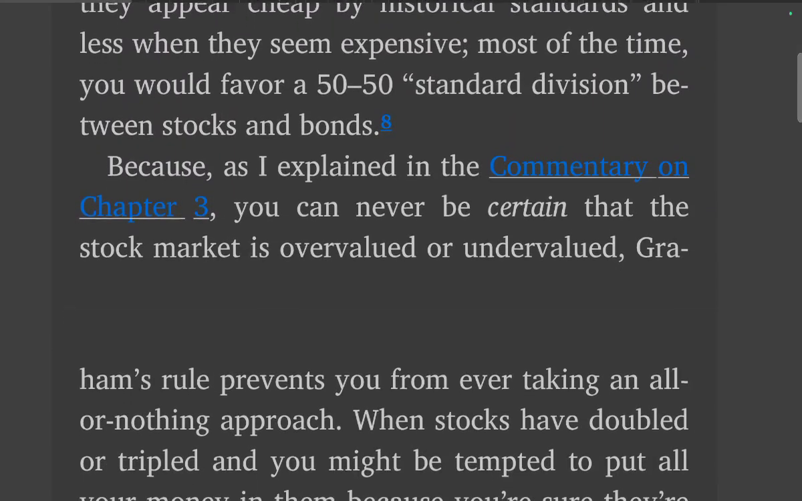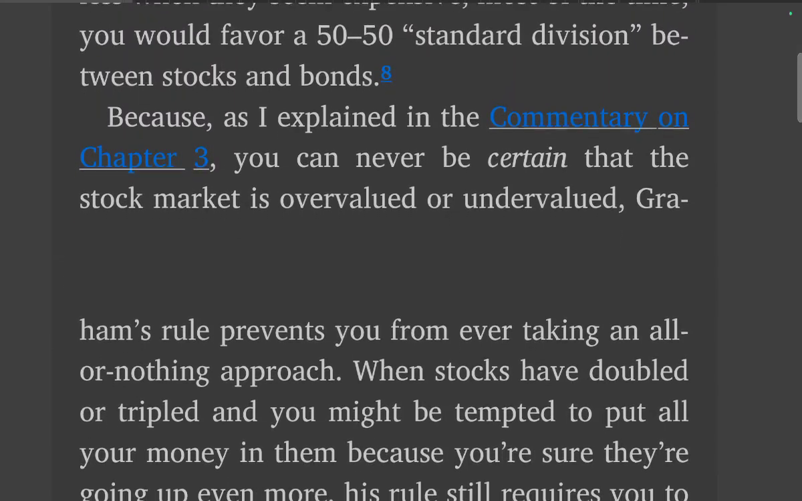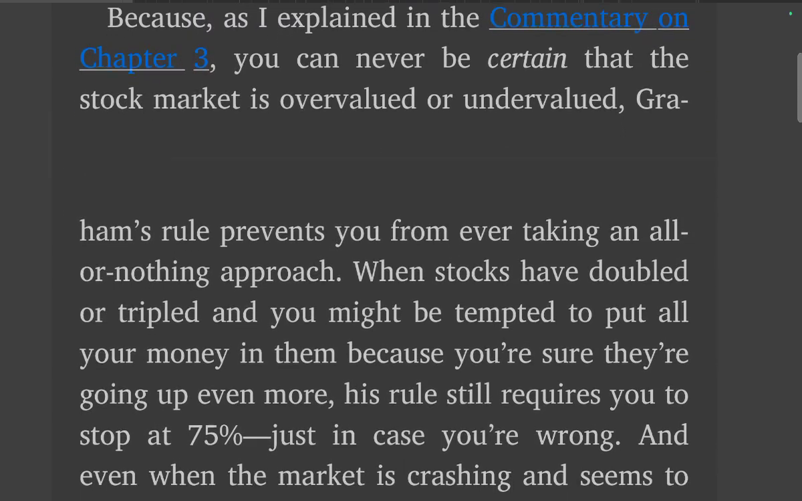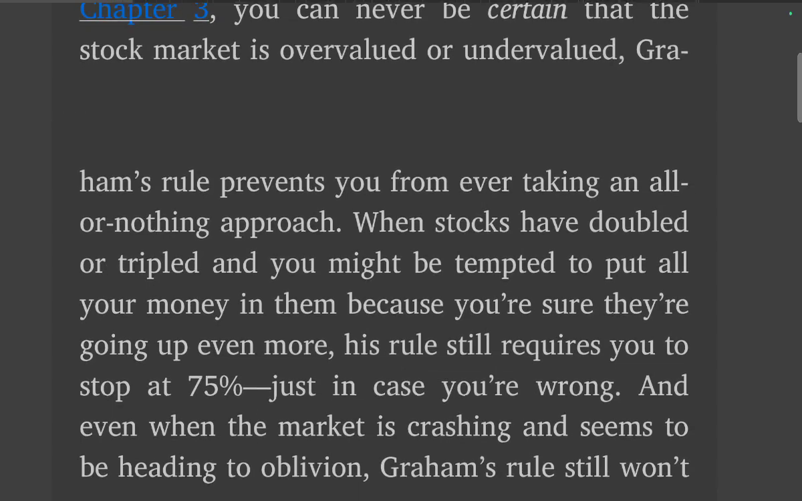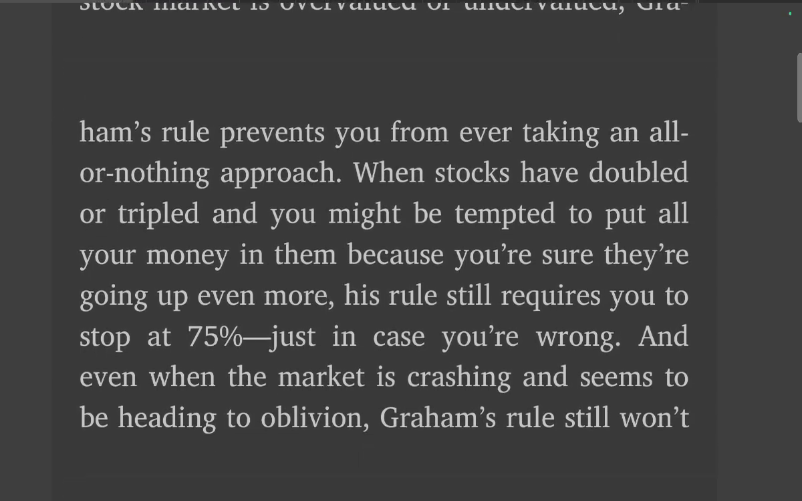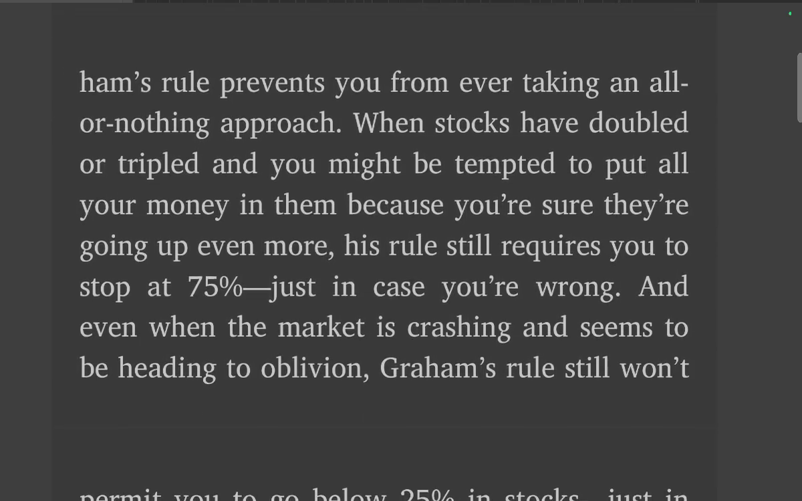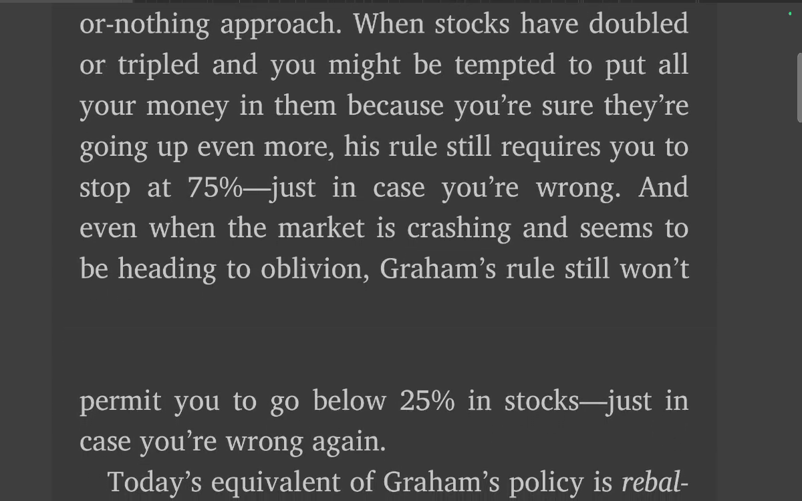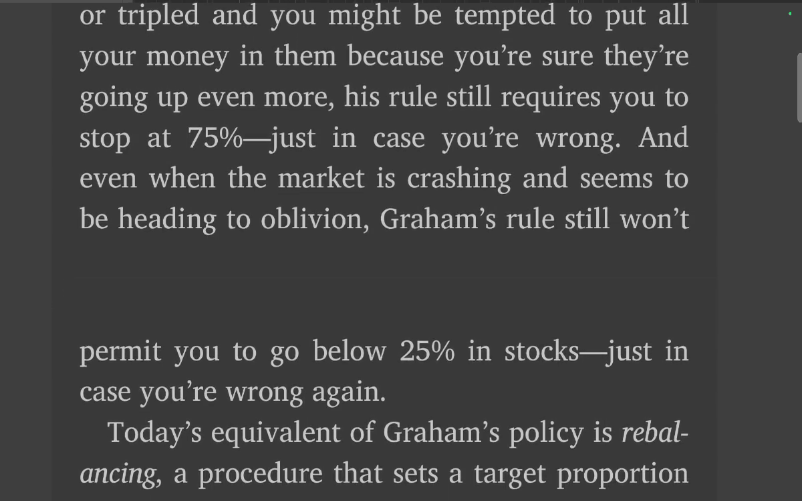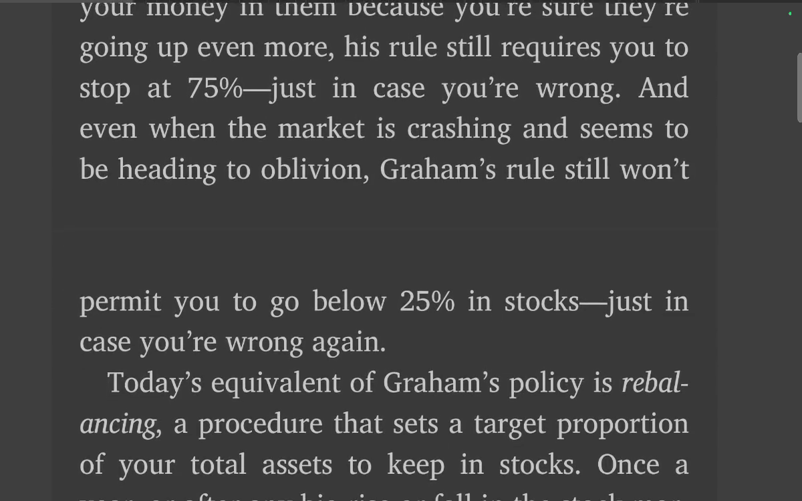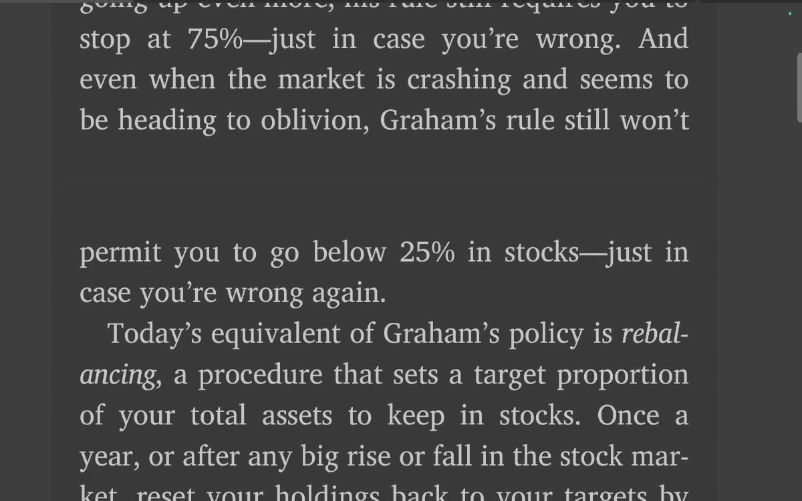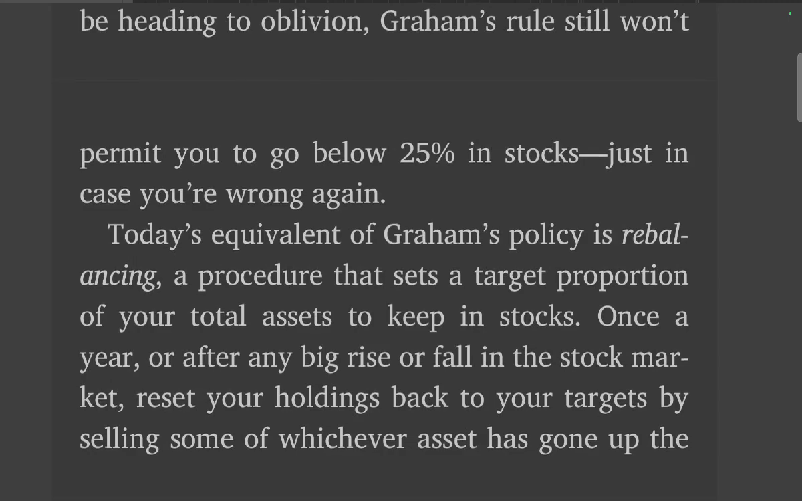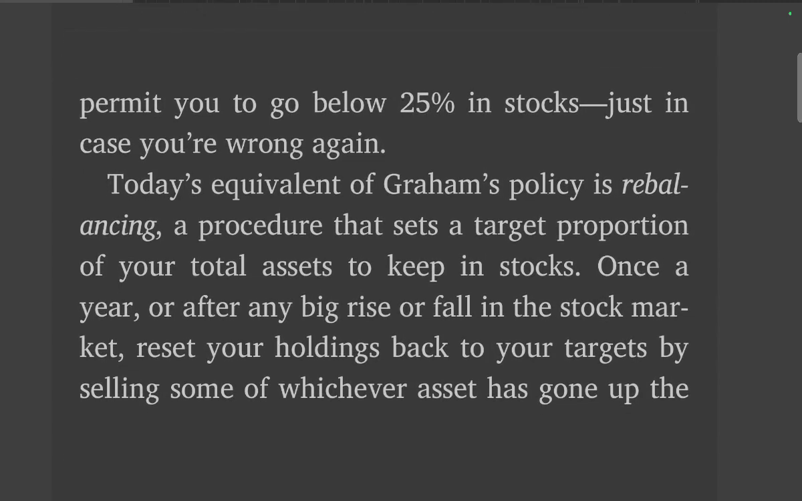As I explained in the commentary on chapter 3, you can never be certain that the stock market is overvalued or undervalued. The Graham rule prevents you from taking an all-or-nothing approach. If stocks have doubled and tripled, you might be tempted to put all your money into them because you are sure they are going up even more. This rule still requires you to stop at 75% just in case you are wrong. And even when the market is crashing and seems to be heading to oblivion, Graham's rule still won't permit you to go below 25% in stocks, just in case you are wrong.